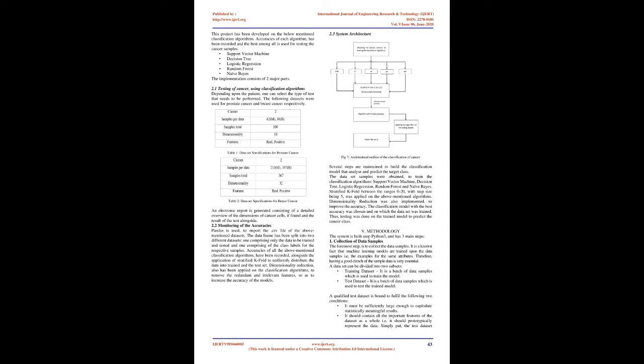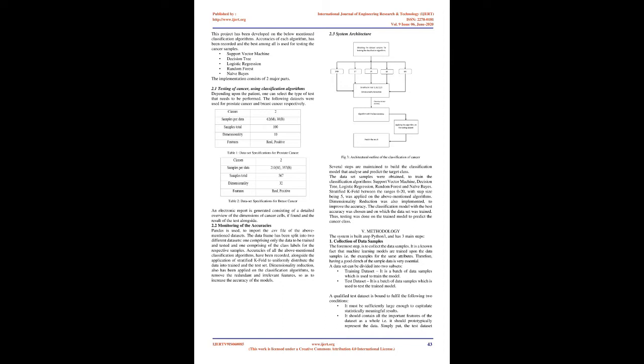The implementation consists of two major parts. 2.1 Testing of cancer, using classification algorithms. Depending upon the patient, one can select the type of test that needs to be performed. The following datasets were used for prostate cancer and breast cancer respectively. Table 1, Dataset specifications for prostate cancer. Table 2, Dataset specifications for breast cancer. An electronic report is generated consisting of a detailed overview of the dimensions of cancer cells, if found, and the result of the test alongside.